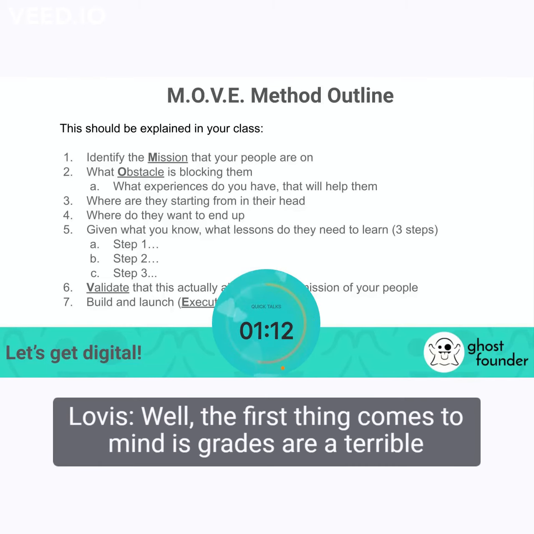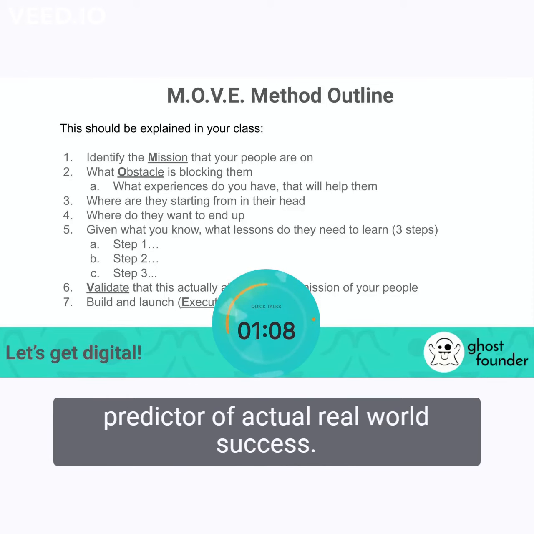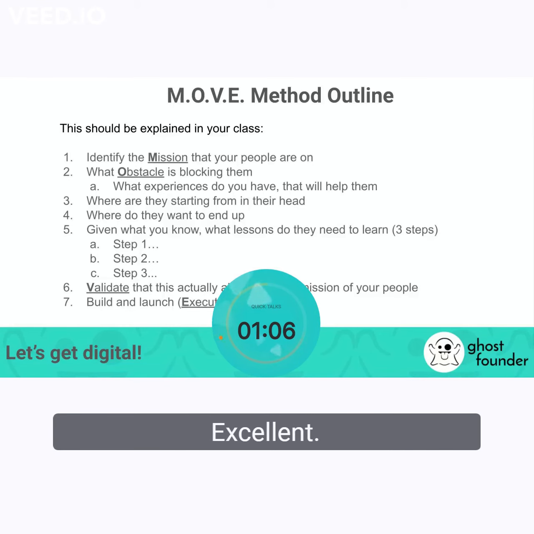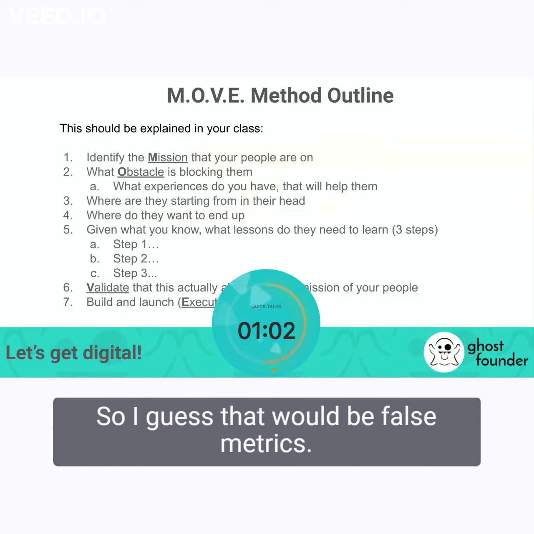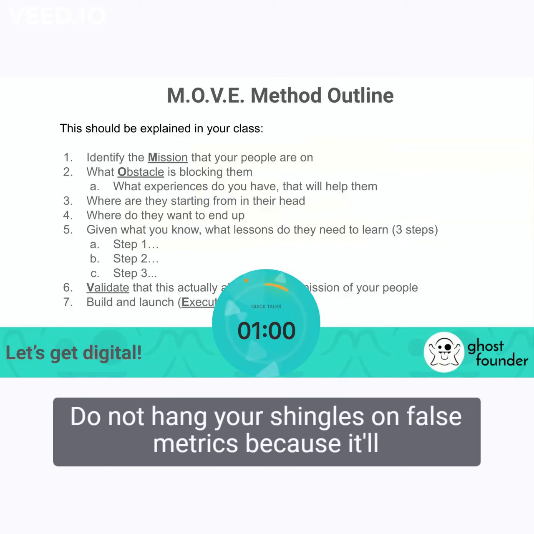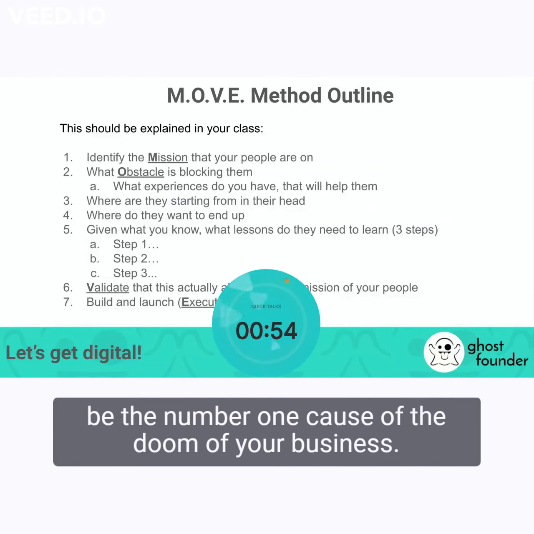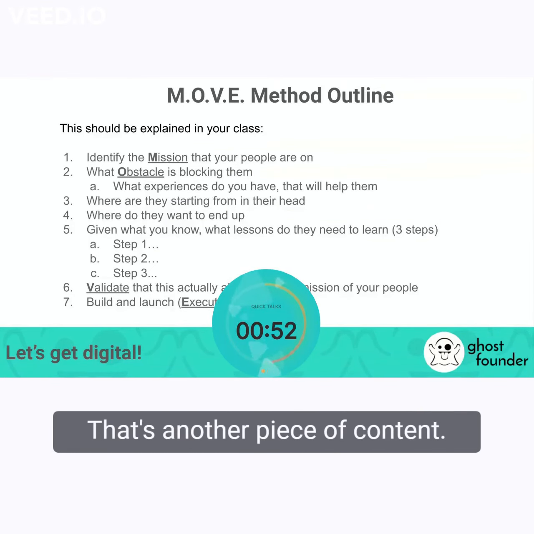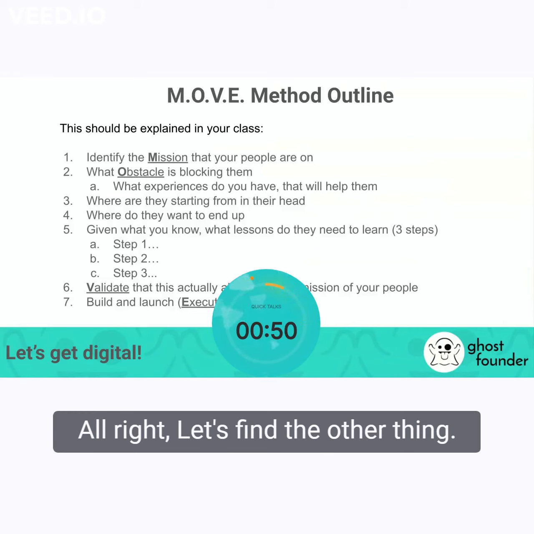Well, the first thing that comes to mind is grades are a terrible predictor of actual real world success. Excellent, I like that too. So I guess that would be false metrics. Do not hang your shingles on false metrics, because it'll be the number one cause of the doom of your business. That's another piece of content. All right, let's find the other thing.